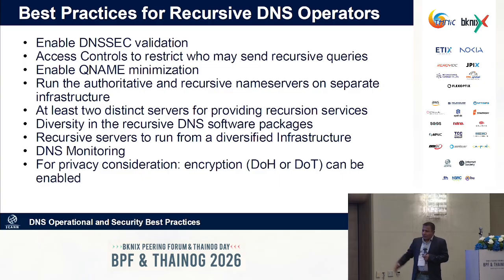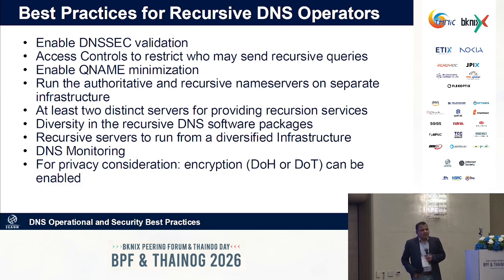Earlier we spoke about not running your authoritative name servers and the recursive name servers on the same infrastructure. So make sure you have separate infrastructures. And then at least 2 name servers you should be running even for recursive name servers. We talked about diversification of the software packages that you use, and DNS monitoring.